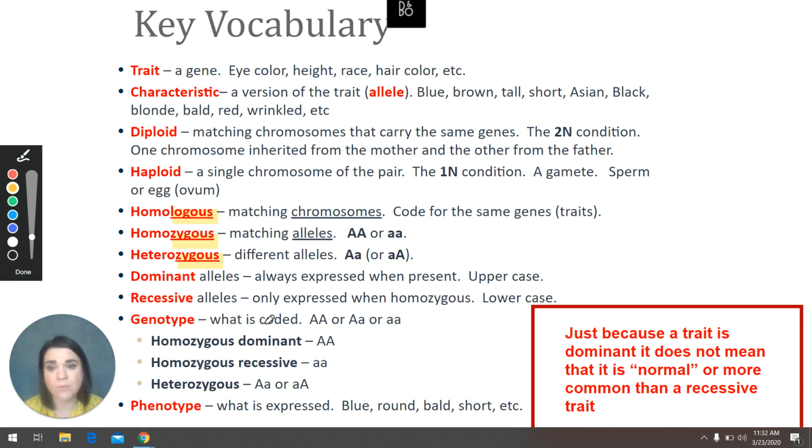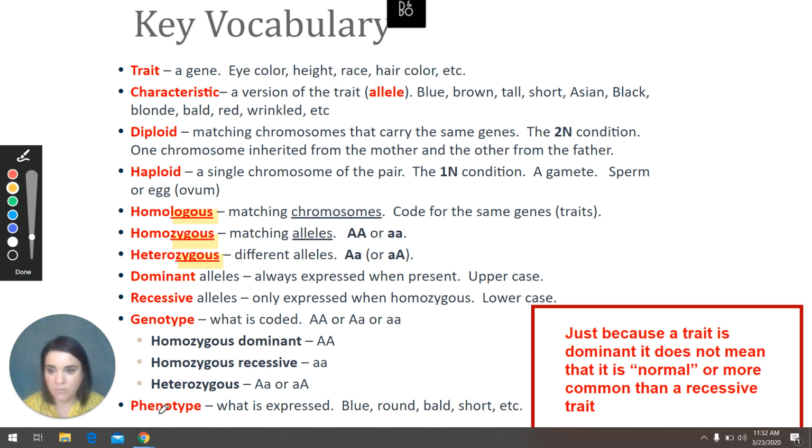Okay, genotype is what is coded. Again, examples are the letters. So if I asked you to describe something's genotype, you would either write the letters or you would use these words to describe the letters: homozygous dominant, homozygous recessive, or heterozygous. Remember, homo means same, so you can remember this. These are both the same letters, but you can have two capital letters, which would be two dominant versions of the trait, or you can have two lowercase letters, which is two recessive versions of the trait. Hetero means different. So heterozygous, you have one dominant allele and one recessive allele.